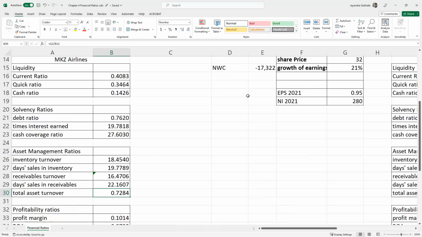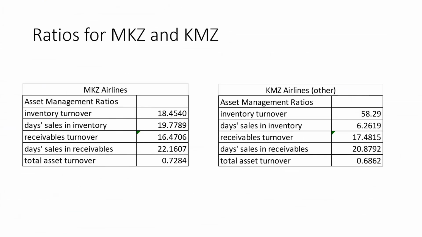So moving on to these comparisons now, the larger MKZ Airlines has a smaller inventory turnover as compared to the smaller KMZ Airlines, 18 versus 58. And then we have receivable turnover, which is almost the same, 16.47 for MKZ versus 17.48 for KMZ.